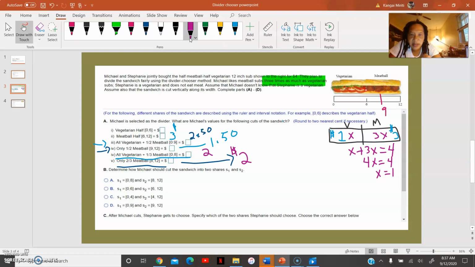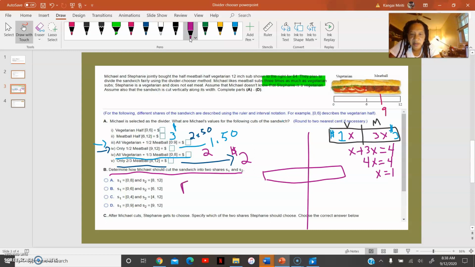All of these pieces here are going to help us with the next question, because again, they're asking us, now that we know how Michael values different parts of this sandwich, how would he cut it so that when we're using the divider-chooser method, he won't mind which side he gets. He'll have his fair share value on each side. So we're looking for a cut that's going to have Michael's fair share value on each side.